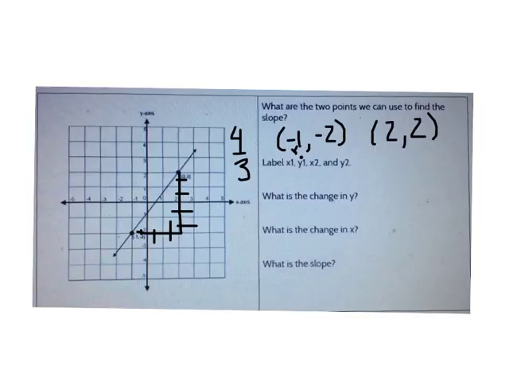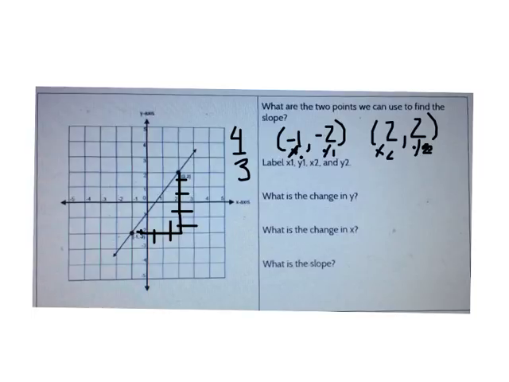x1 just means the first x-coordinate. y1 means the first y-coordinate. x2 means the second x-coordinate. And y2 means the second y-coordinate.